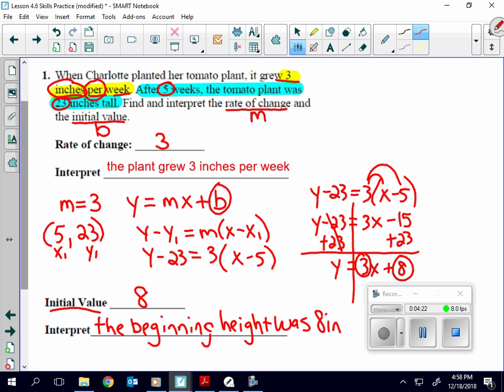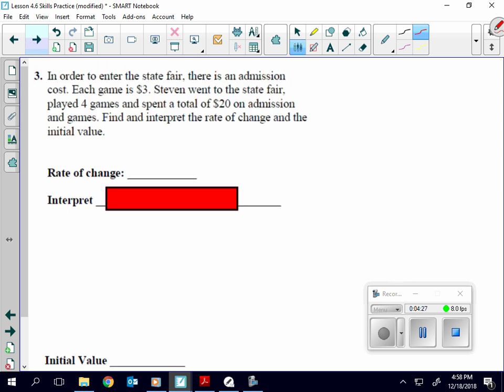That's it. We're going to do the odds here. So let's skip number 2 and go to number 3. Same thing, we're going to find and interpret rate of change and initial value. So the question says, in order to enter a state fair, there is an admission cost. We don't know what it is, though. We do know that each game is $3. That's one of our key words, each. Okay, Stephen went to the state fair. He played 4 games and spent a total of $20.